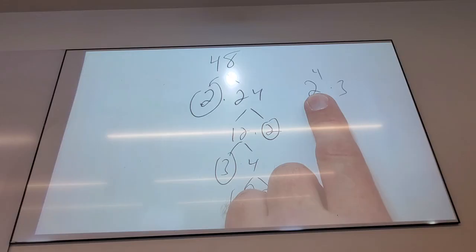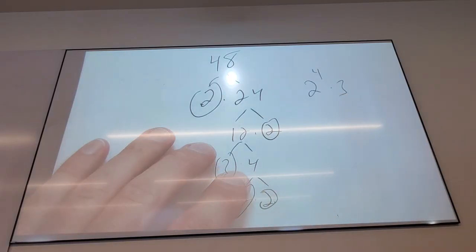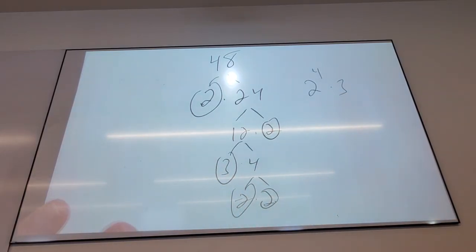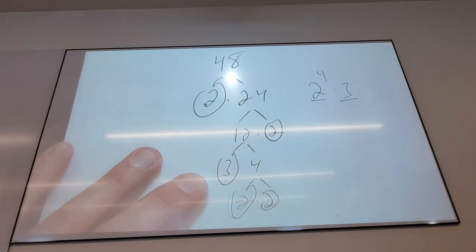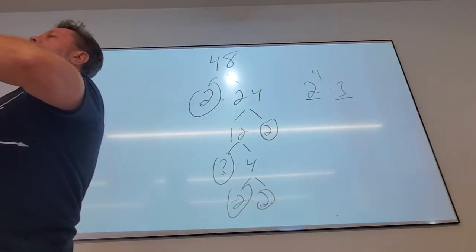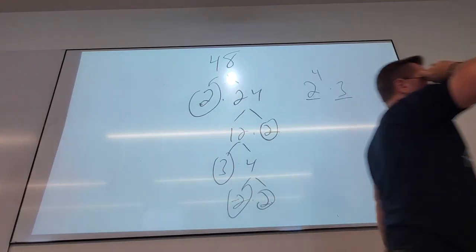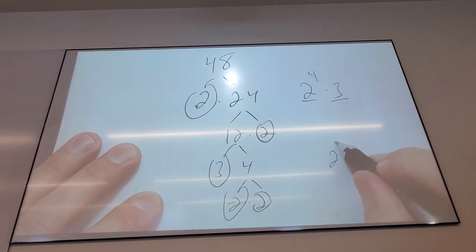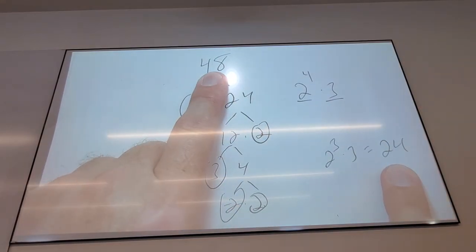So right there, what's 2 to the 4th? 16 times 3? 48. Okay, so if I want to create a number that goes into 48, I could take either none or 1 3, or none or 1 or 2 or 3 or 4 2s. So for example, what is 2 cubed times 3? If I take 3 2s and 1 3, what's 8 times 3? 24. Is 24 a factor of 48?